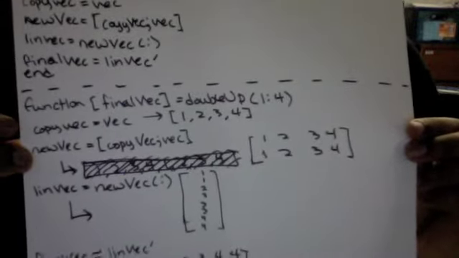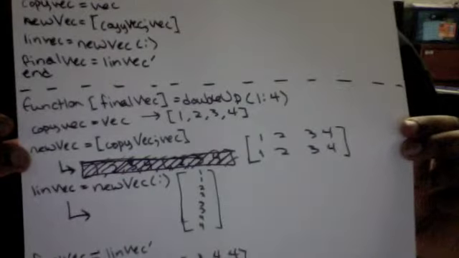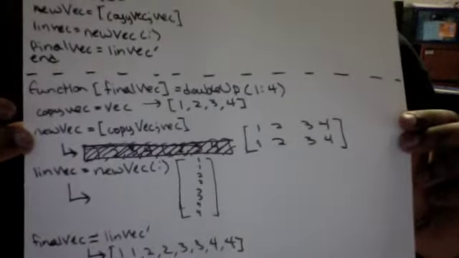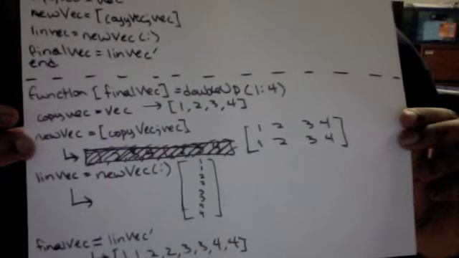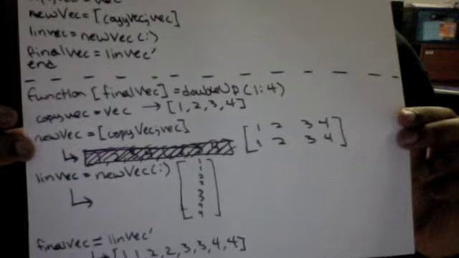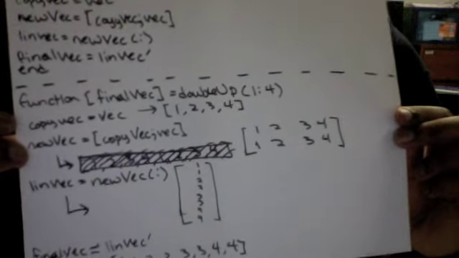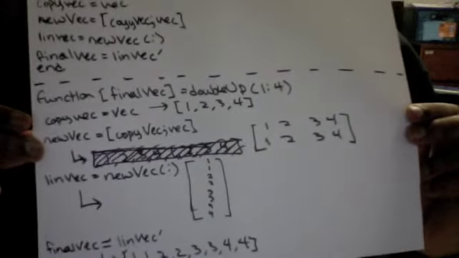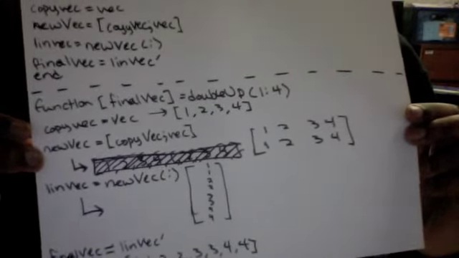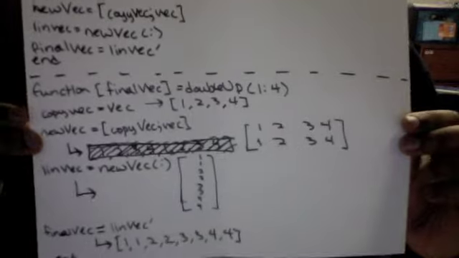Then we're going to linearize that array, so it's going to put everything in one straight column vector, as you can see. And our final vector is going to be that linearized vector transposed. So it's really just manipulating vectors and arrays how you want so you can get that doubled up vector in the end. So that's what we have with that. It should work with pretty much any other test case you want to put in there.